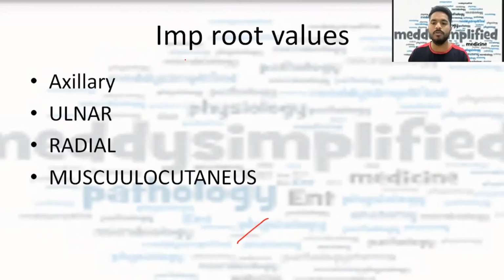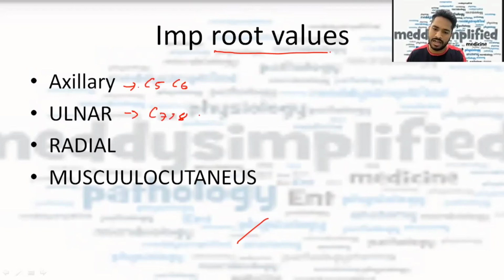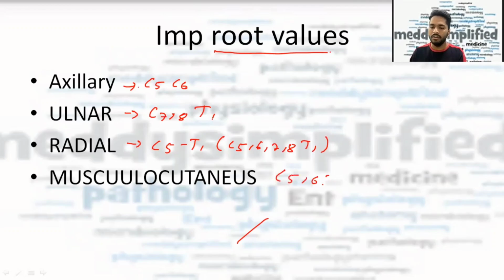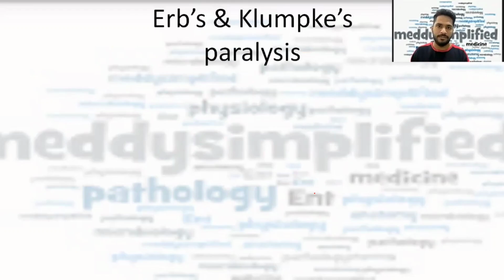So now we are going to talk about the important root values. In the exam, you might be asked about the root values of the major nerves. Usually they ask about the major nerves. So axillary nerve, the root value is C5, C6. Ulnar nerve, it is C7, C8, and T1. Radial nerve, it is C5 to T1, that is C5, 6, 7, 8, and T1. And musculocutaneous, if I'm not wrong, it is C5, C6, and C7. So these are the important root values which you should remember whenever going for the FMG exam.